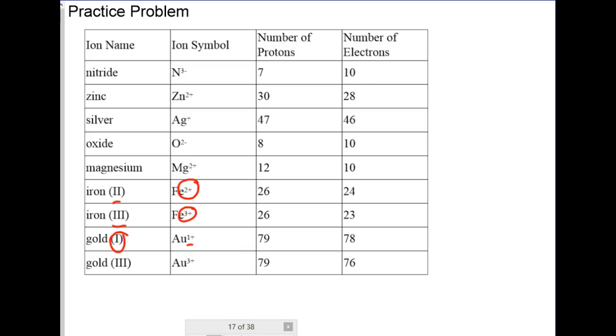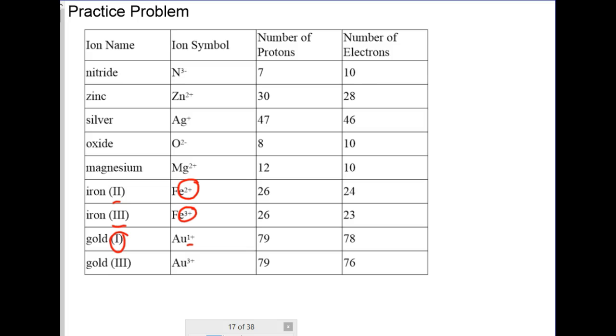Silver, if it's going to form an ion, can only form Ag 1 positive. It doesn't have any other ion that it can form. Because of that, there's no Roman numeral. The only time that you use the Roman numeral is if it does form a second ion, and we can keep them strict. Otherwise, we get confused.